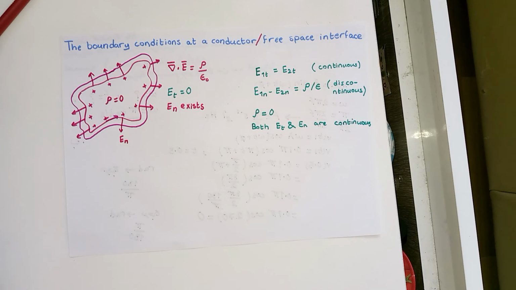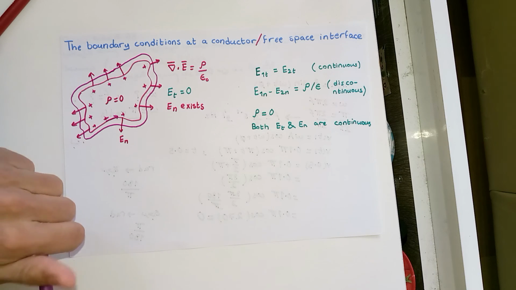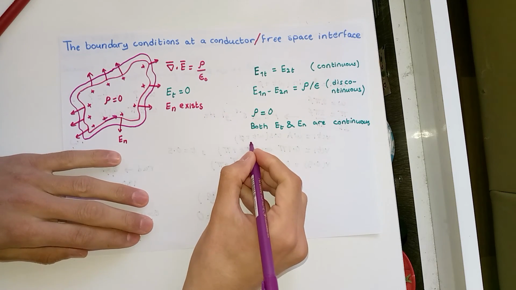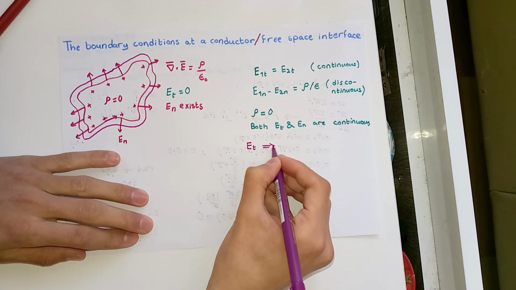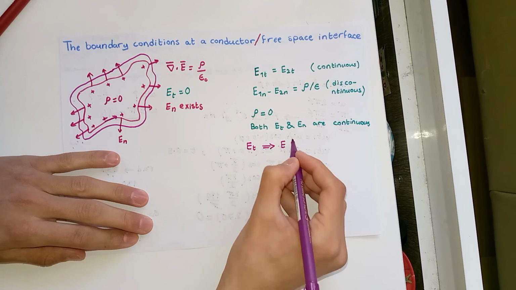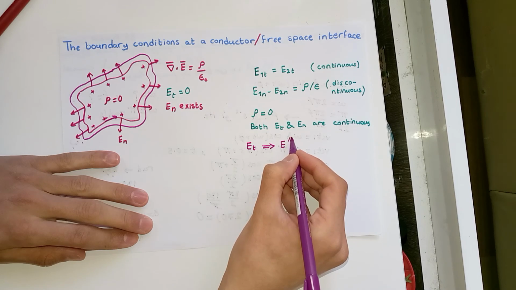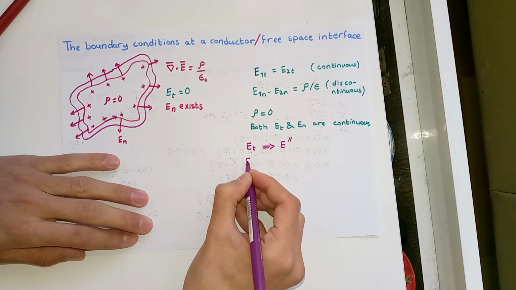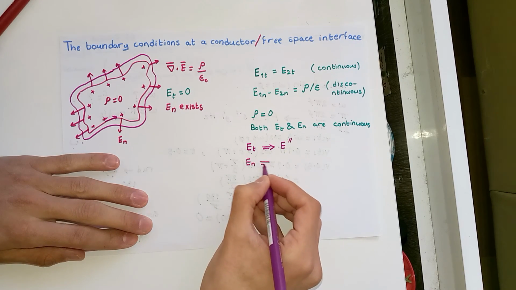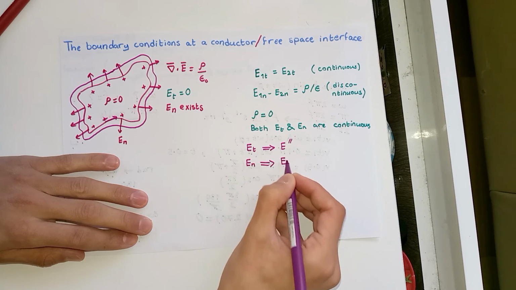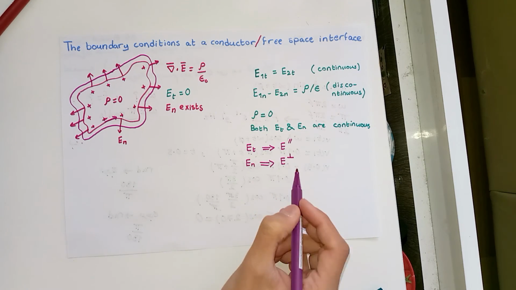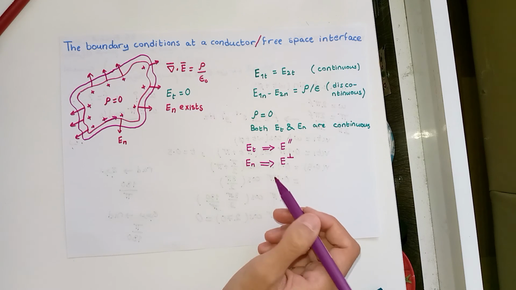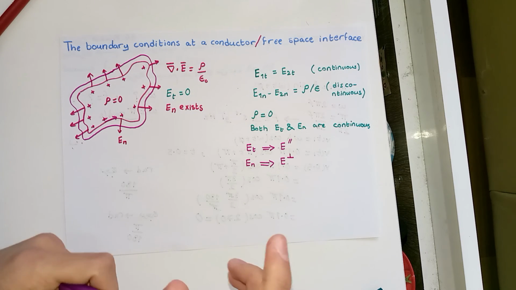And I want to mention at the end that in some textbooks, instead of using E sub t for the tangential components, they use E with these parallel lines, okay? And for the normal components, instead of using E sub n, they use E with this sign, which represents the orthogonality of this component of the electric field to the surface of the conductor.